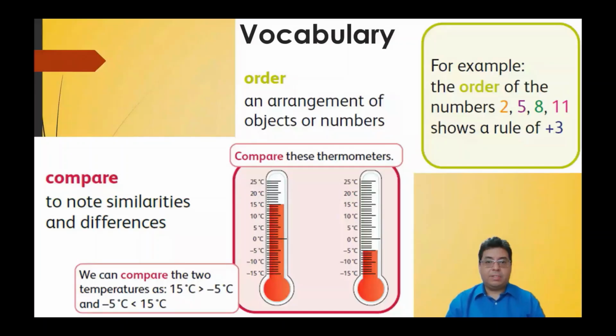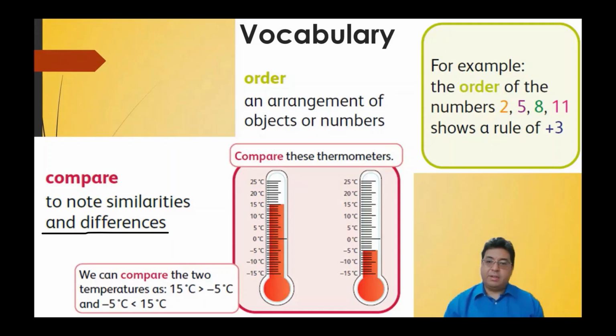Now, before I start with the demonstration video here, I just thought I'd go over a couple of vocabulary words. The two words that we're going to be using in context today are order, which is an arrangement of objects or numbers. For example, the order of the numbers 2, 5, 8, and 11 shows a rule of +3. So I'm just showing you an example of how to put them in the correct order. The other vocabulary word we're going to use is compare. That's to note similarities and differences.